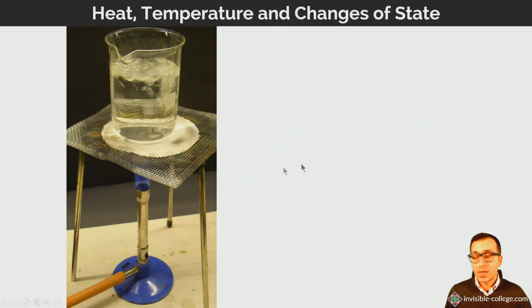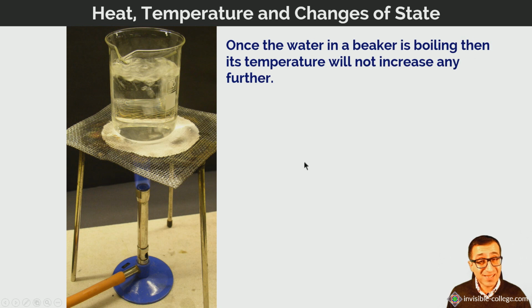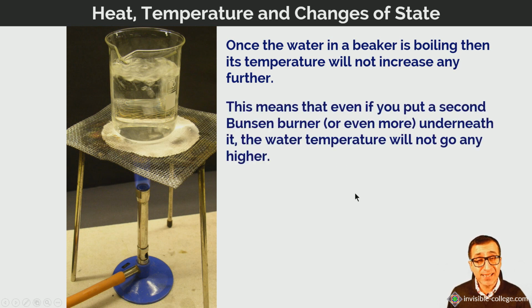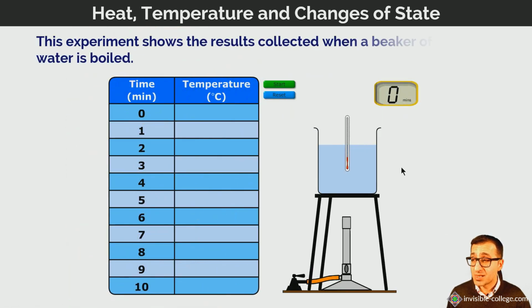So how do we understand this then? Well, if we're boiling water in a beaker with a Bunsen burner, we're supplying heat energy to it, but while it boils, its temperature doesn't change. So this means that even if you were to put a second or a third or a fourth Bunsen burner underneath the beaker while it's boiling, and you put a thermometer in there, the thermometer would still read 100 degrees centigrade, and it would stay at 100 degrees centigrade while the liquid was boiling. So clearly something is happening to that heat energy which doesn't involve increasing the average kinetic energies of the particles of the substance.